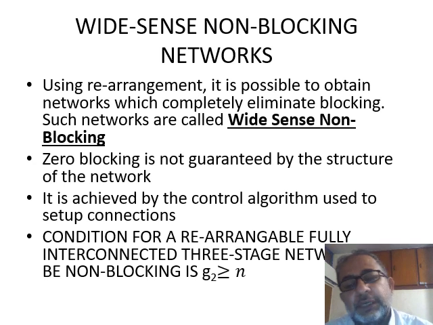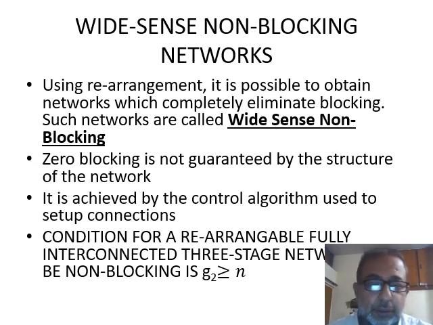For example, if we have n equal to 5, in the case of a wide sense non-blocking network, we'll have only 5 secondary switches, while in the case of a strict sense non-blocking network, we'll have 2n minus 1 secondary switches. This would definitely and considerably increase the number of cross points in the system if we use a strict sense non-blocking network.